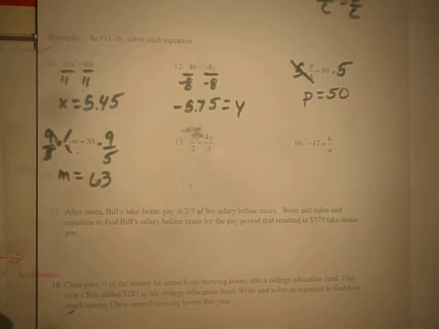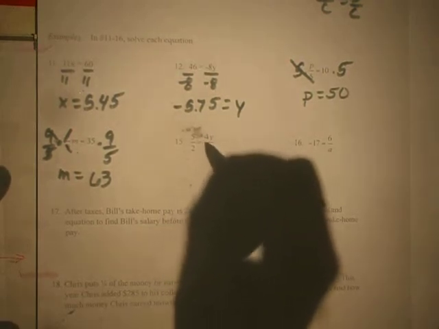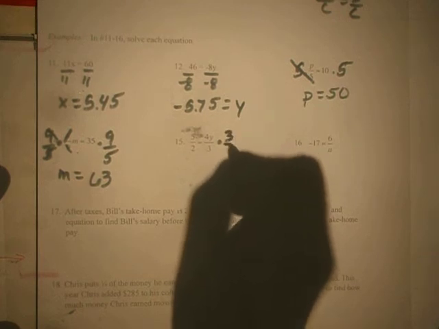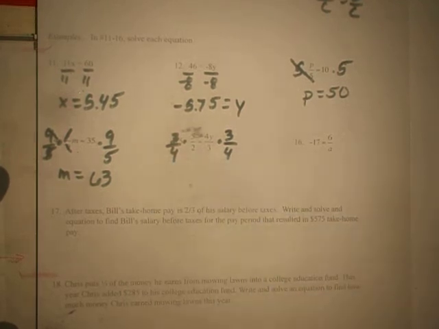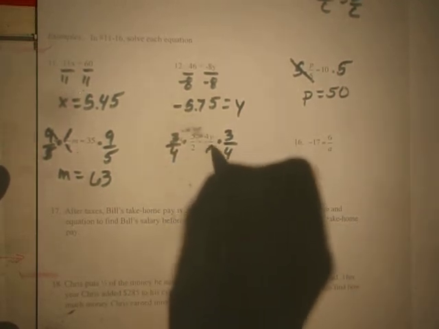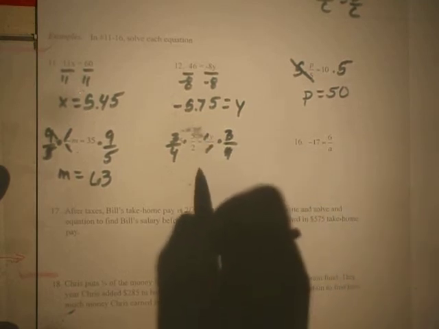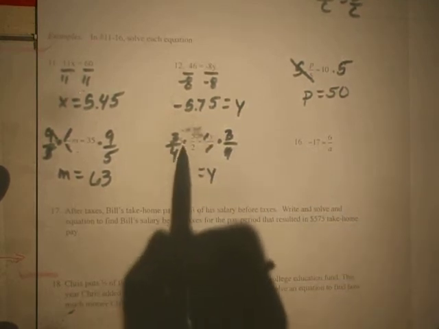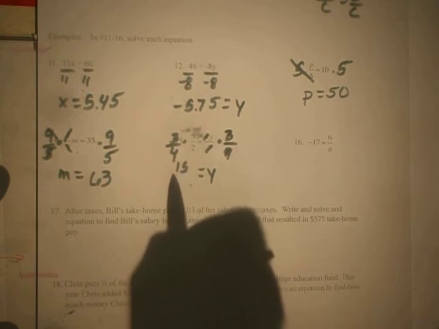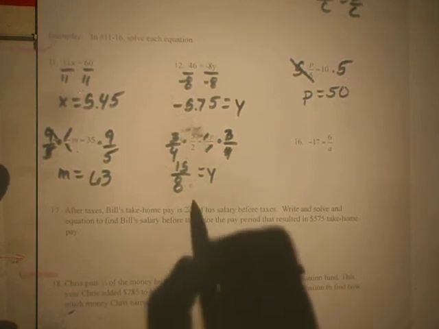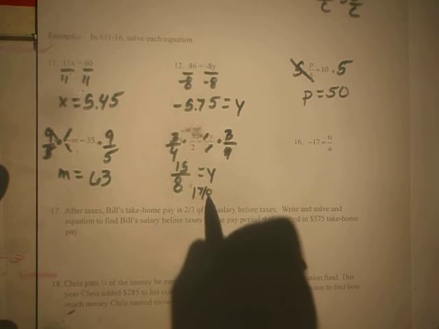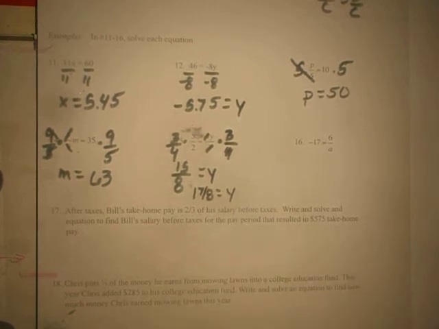Number 15, we have 5/2 equals 4y over 3. To get rid of this 4/3, we are going to multiply by the reciprocal. And if we multiply both sides by 3/4, these cancel out, and you have y. 3 times 5 is 15. 4 times 2 is 8. You can leave it as 15/8. You could write it as 1 7/8, or if you would like to, you could change it to a decimal.